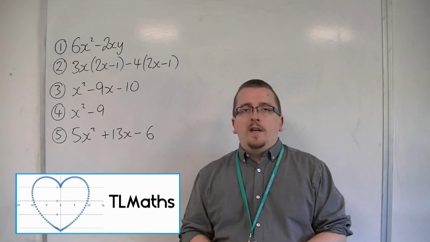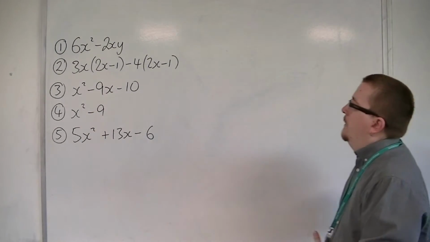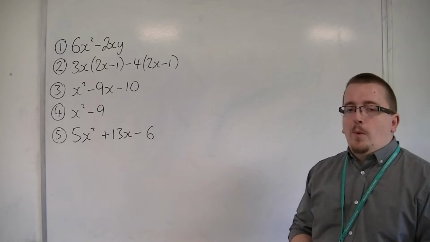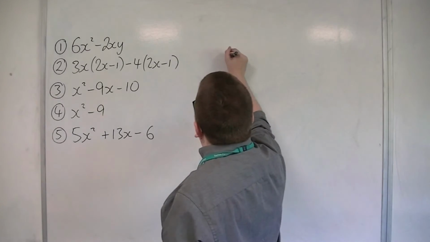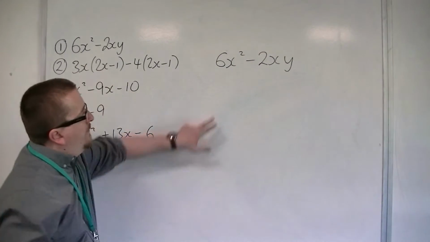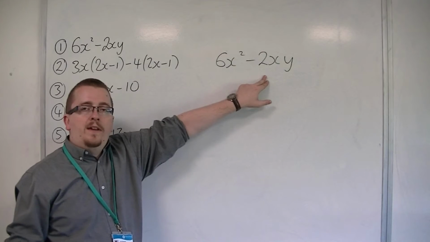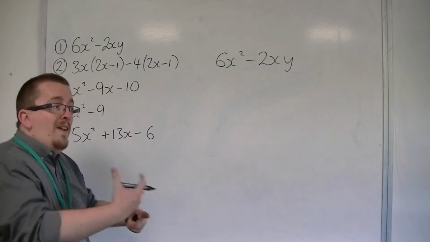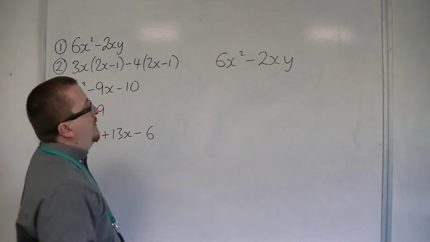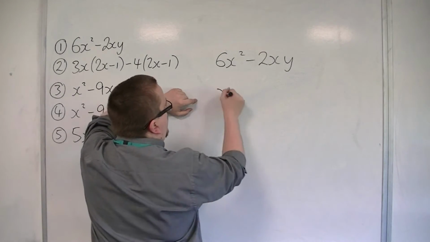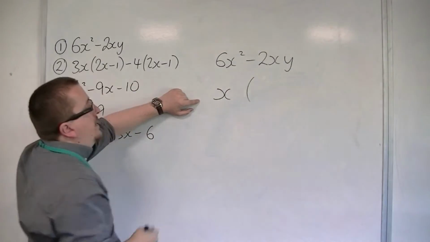In this video, we're going to be looking at factorising. So, for number one, 6x squared minus 2xy. Well, we have two terms, 6x squared and minus 2xy. And what you want to do is look for factors of both. So I can see that both of them have an x in common, for example. So that could be pulled outside the bracket.